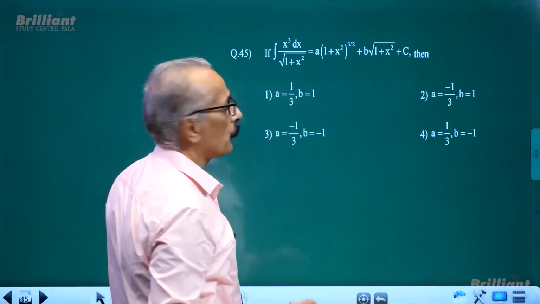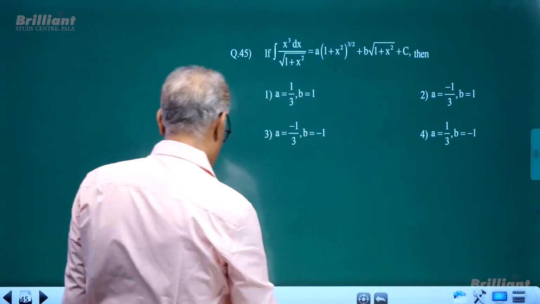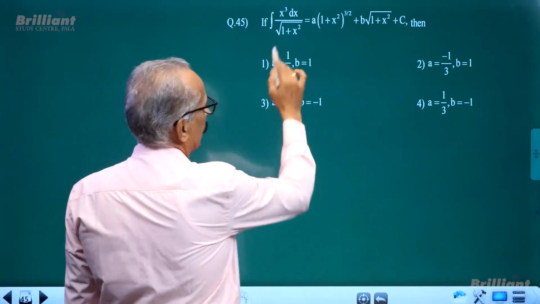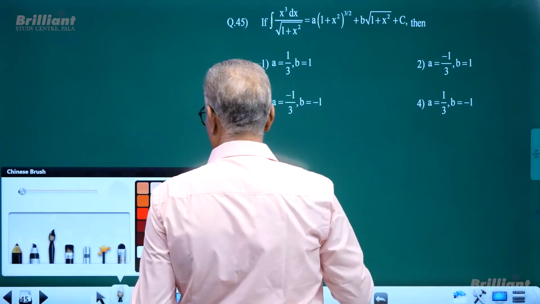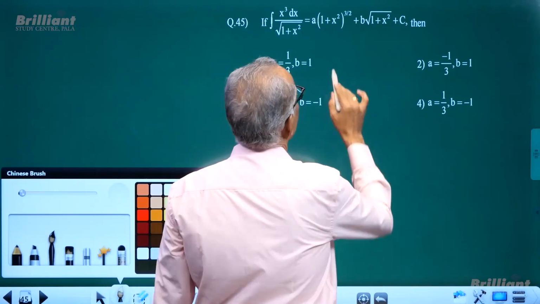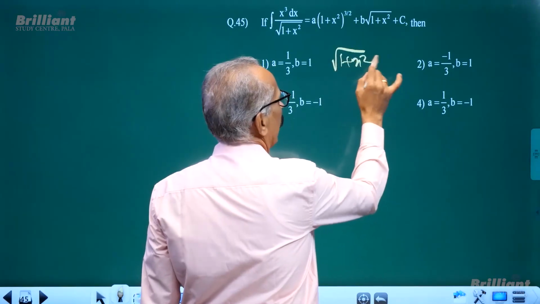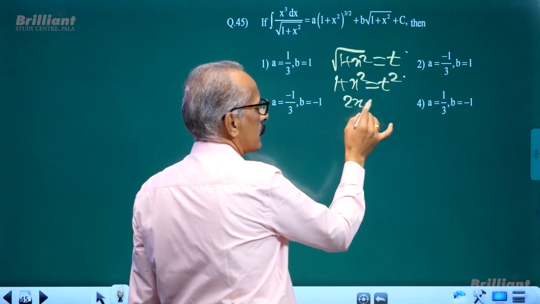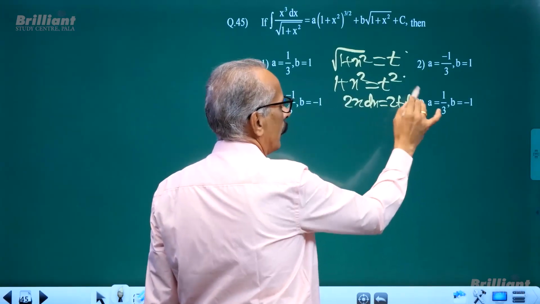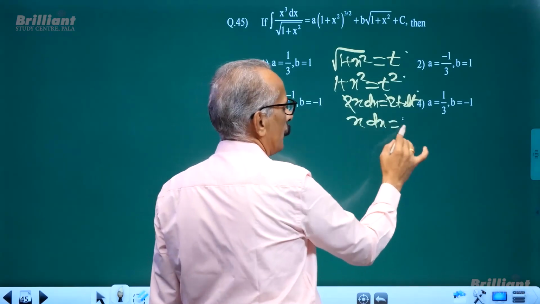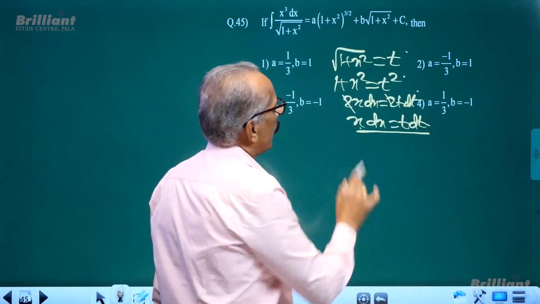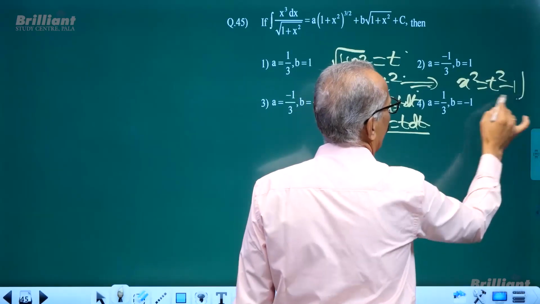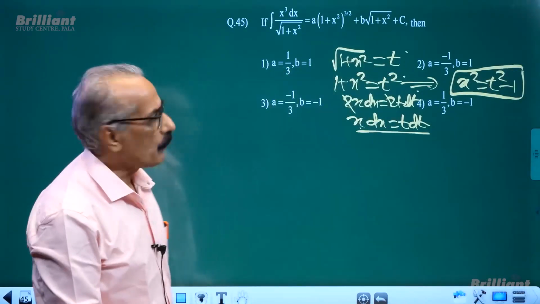Now, another integral we have. Integral x cube dx by root over 1 plus x square is equal to this part. Okay, fine. I say root of 1 plus x square is equal to t. Immediately I write 1 plus x square is equal to t square. So 2x dx is equal to 2t dt. Correct? 2 cancels. x dx is equal to t dt. And remember, from 1 plus x square is equal to t square, x square is equal to t square minus 1.